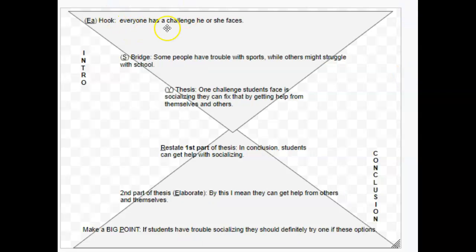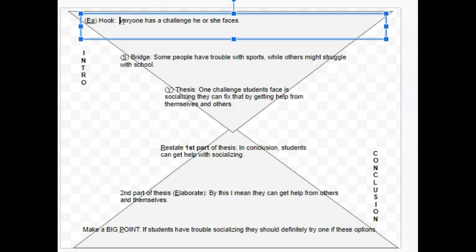Here's another example. Everyone has a challenge he or she faces. That's fair. Everyone does have that. Let's capitalize it. Some people have trouble with sports while others might struggle with school. One challenge students face is socializing, which they can fix by getting help from themselves and others. Conclusion. In conclusion, students can get help with socializing. By this I mean they can get help from others and themselves. If students have trouble socializing, they should definitely try one of these options.